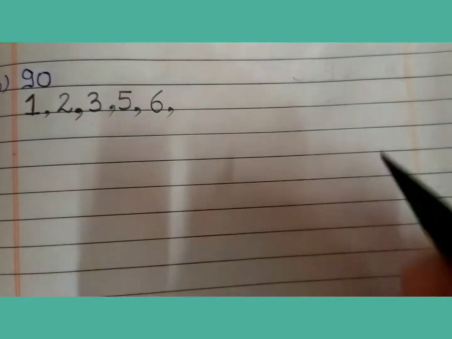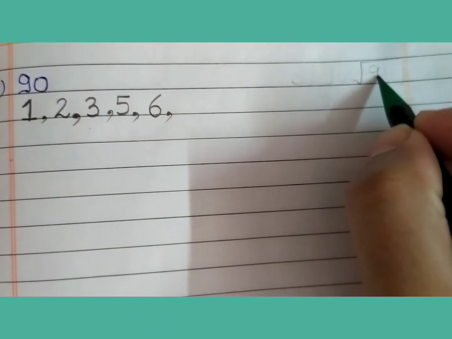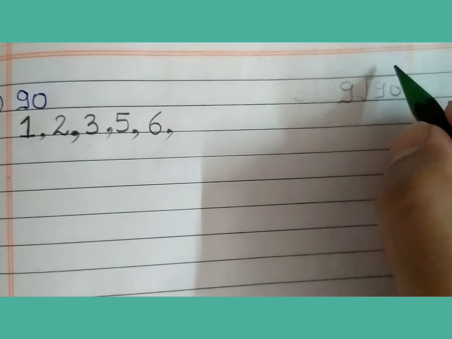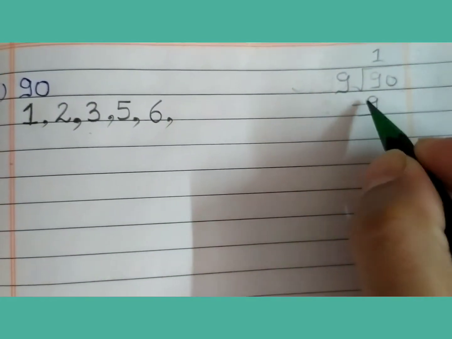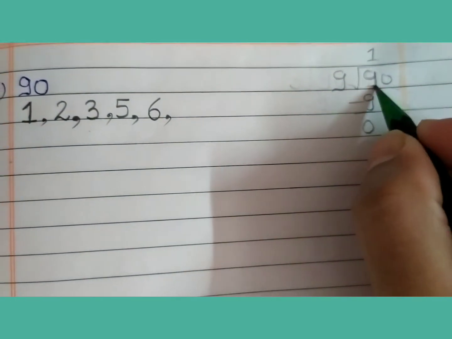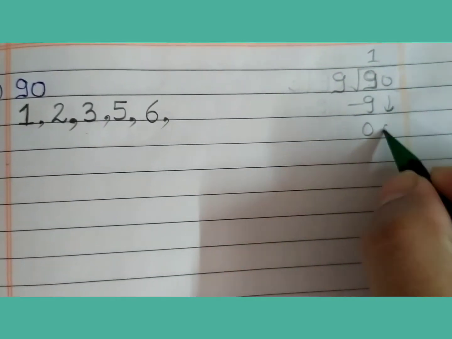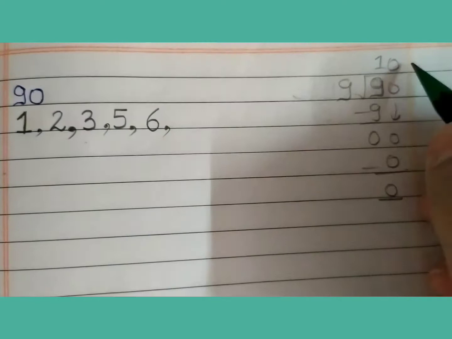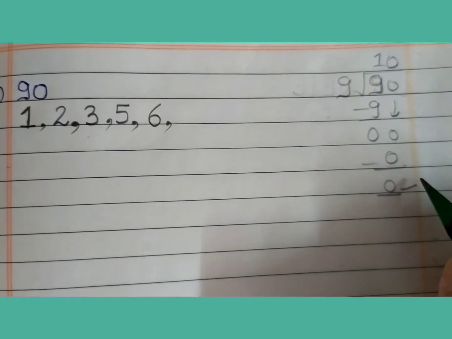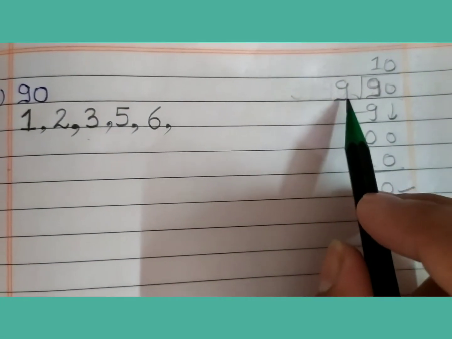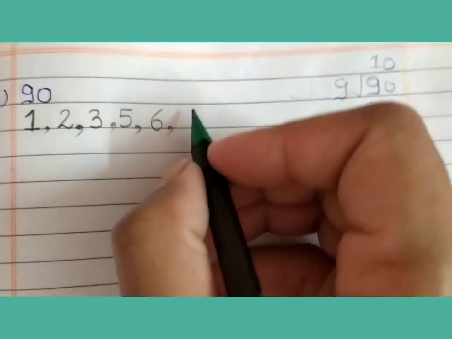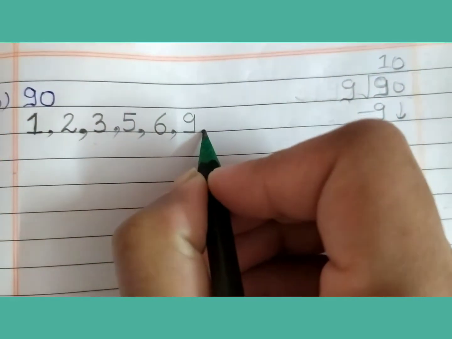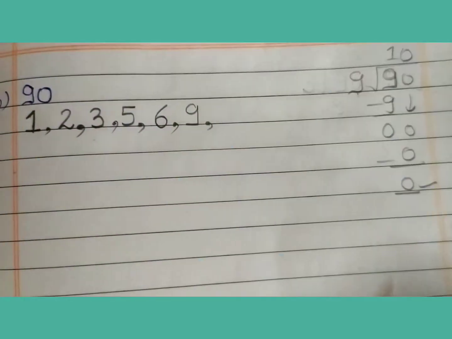Next is 9. 9 ones are 9. 9 minus 9 equal to 0. Write down 0. 9 zeros are 0. 0 minus 0 equal to 0. The remainder is 0. So 90 is exactly divisible by 9 and 9 is a factor of 90. Write 9. Next number is 10.